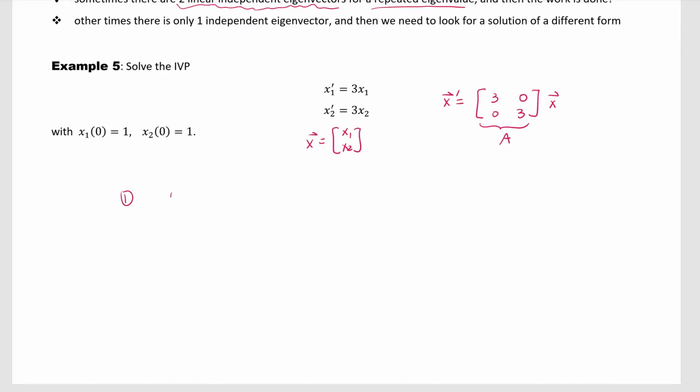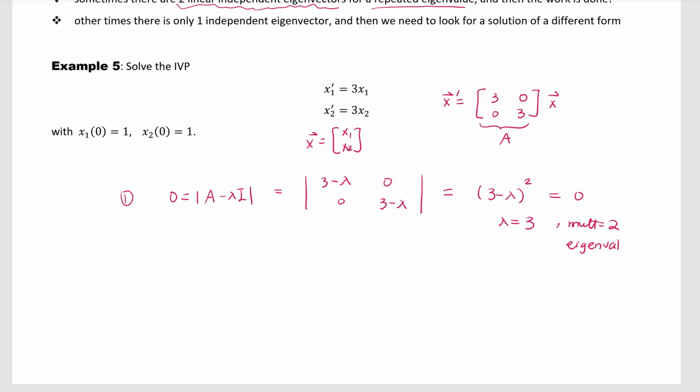What's the first step? We compute the characteristic equation, right? We subtract lambda from the diagonal elements, and the rest is zeros. Then the determinant of that. So cross multiply, we have (3 minus lambda) squared minus 0. We set it equal to 0, we get lambda equals 3, and it's a repeated root with multiplicity 2. So far, so good. So this is the eigenvalue. You can see we only have one eigenvalue.